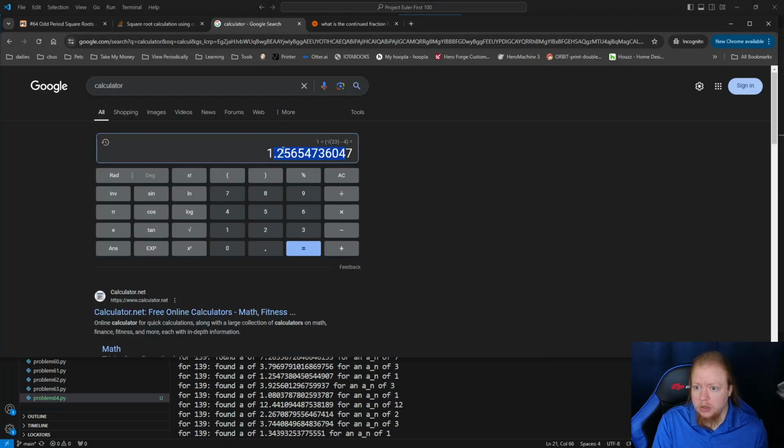Just gonna go here real quick. 1 divided by... Can I not paste this? Cool. 0803787 787 802593. Okay. So it's not like it's doing math wrong, which isn't surprising whatsoever.